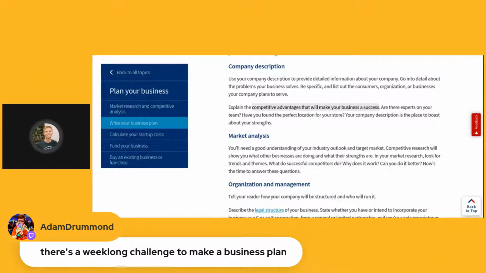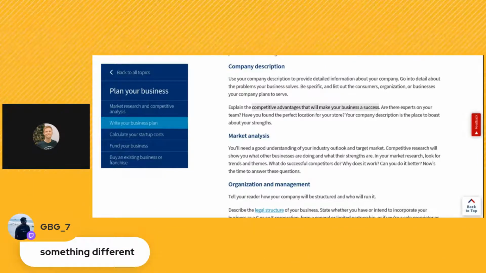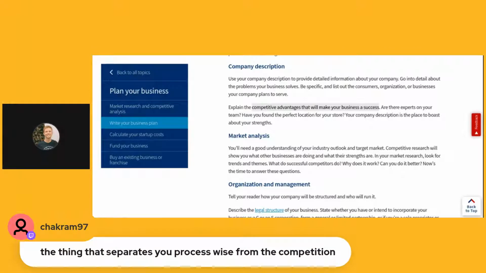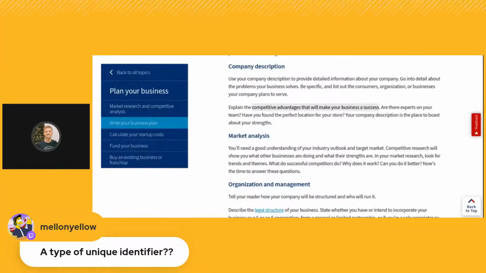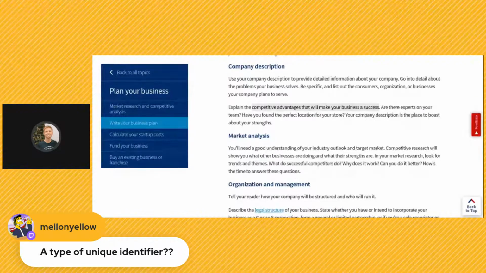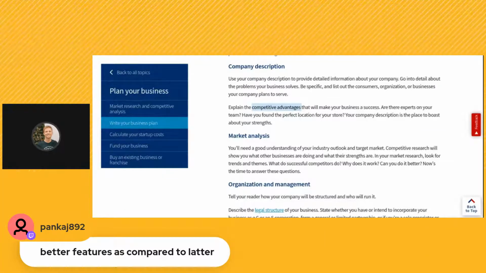Someone says something different is what a competitive advantage is. Someone else says that it's the thing that separates you process-wise from the competition. Another person says a type of unique identifier. That's a very programming-centric description. And better features as compared to the latter. I think these are all really good definitions of competitive advantage. A competitive advantage is something that you have that the competition does not.